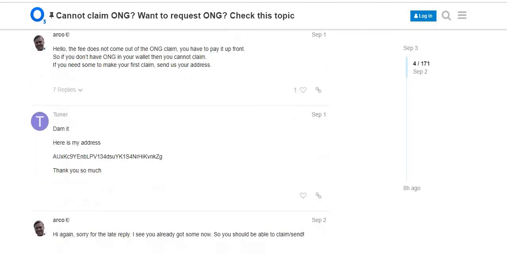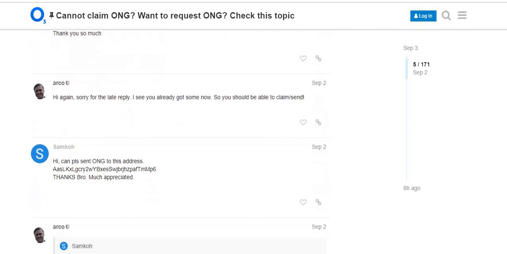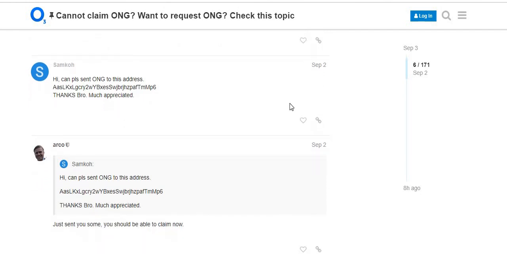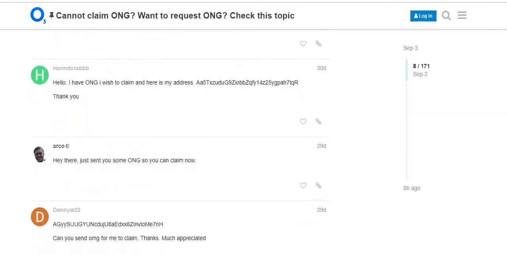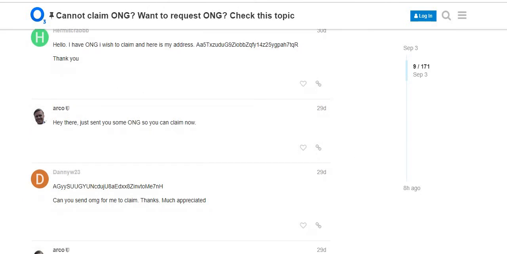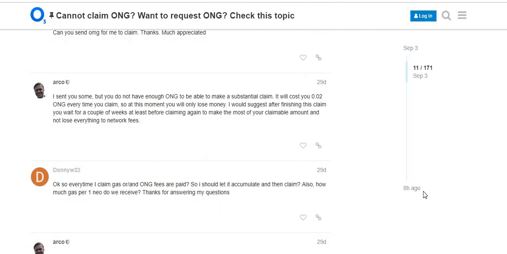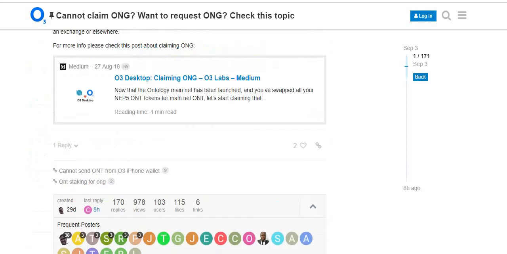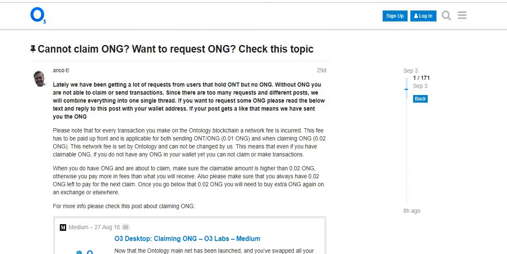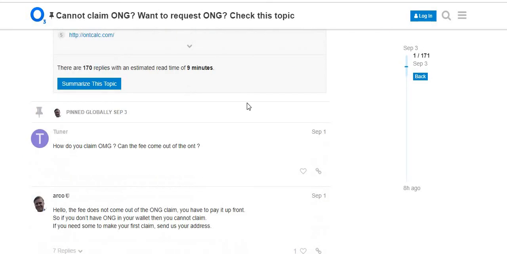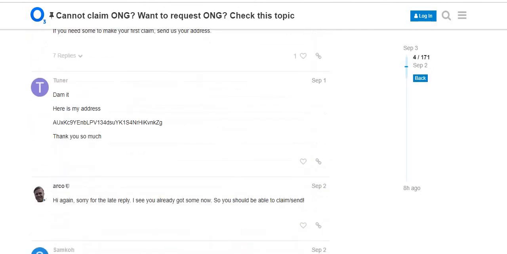All right, and just to show you guys how it works, you can see people have claimed. Can you claim it? Yes. Please send to this address. Please send address. Okay, you can claim some now. Please send to address. And it goes on and on. There's dozens of these. You saw 178 replies or something. But anyway, so far, 170 replies have received free ONG to start downloading and claiming your ONG. So again, I thought that was just super cool.